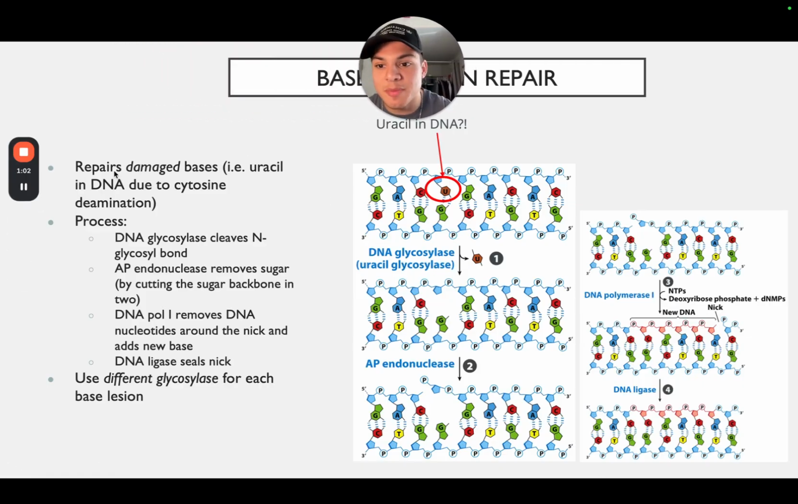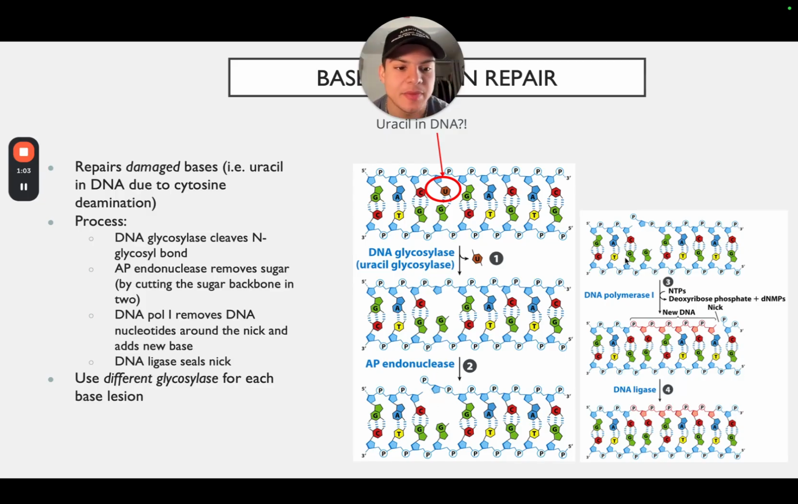So this repairs damaged bases like uracil in DNA due to cytosine deamination. And so what ends up happening is that DNA glycosylase cleaves the N-glycosyl bond, meaning that the bond that combines the base with the sugar is going to be cleaved, right? And then AP endonuclease removes the sugar from there. And so as you can see here, from this to this, it's going to cleave that phosphodiester bond next to the sugar that's abasic, meaning it doesn't have a base.